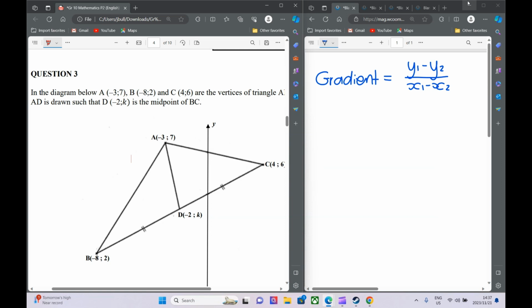All about lines. So we're working out lengths, gradients, midpoints, and so on. So let's get into it. In the diagram below, we've got point A, point B, and point C, and they are the vertices. They're the corners of this triangle.